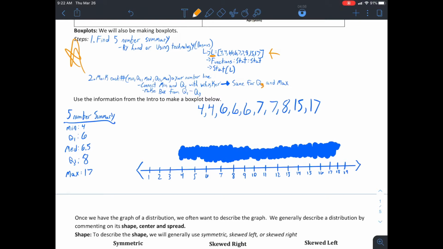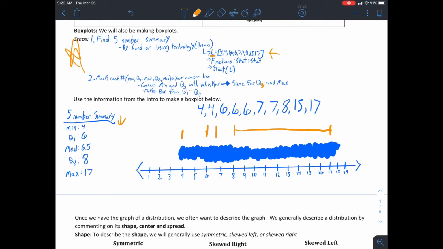Upon entering my data into Desmos, I got the 5-number summary as follows. I got a minimum of 4, a maximum of 17, a Q1 of 6, a median of 6.5, so that'd be in between 6 and 7, and a Q3 of 8.